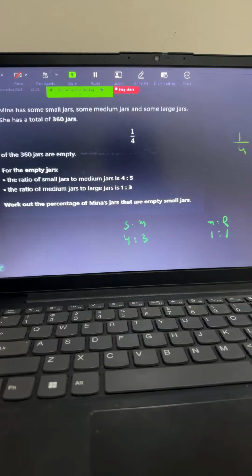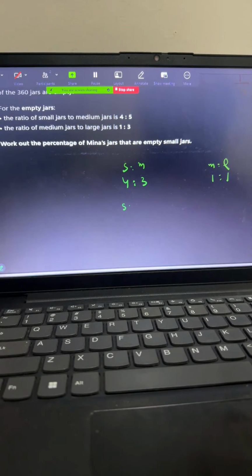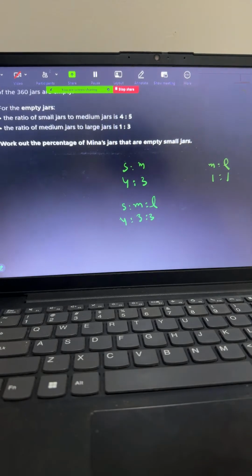So how are we going to work this out? I think we do the same thing, except this time we times the other ratio, the second one, by 3. So when we combine all of these ratios, what are we getting? Small to medium to large. We'll get 4 to 3 to 3. Well done. Now among those 90 empty jars, we have this ratio, right? 4 to 3 to 3.